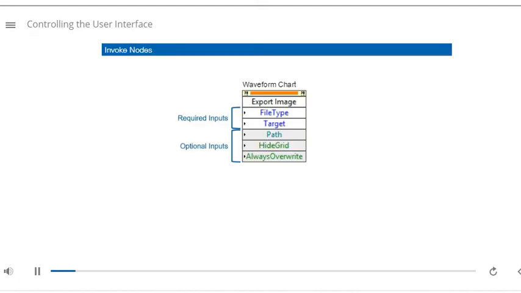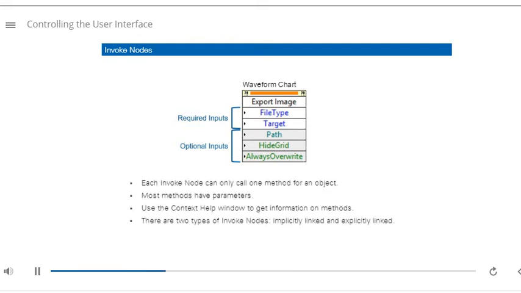Use invoke nodes to call methods on objects, such as export image for a waveform chart. An invoke node can only call one method for an object. Most methods have parameters. If the background of a parameter is grayed out, then that method parameter is optional. Use context help to get information on methods. As with property nodes, there are two types of invoke nodes, implicitly linked and explicitly linked.